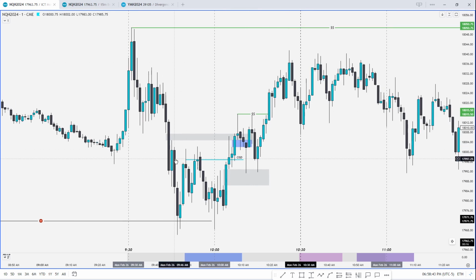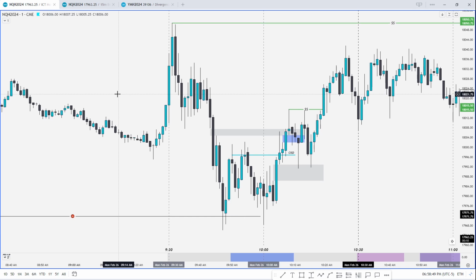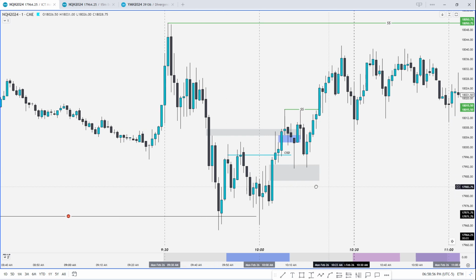So this kind of setup, you'll see a lot of the times at 9:30. If we have 8:30 news, you can use that as well. But a 15-minute liquidity sweep or a 5-minute liquidity sweep into a 5-minute CISD and then 1-minute entries is very, very common.